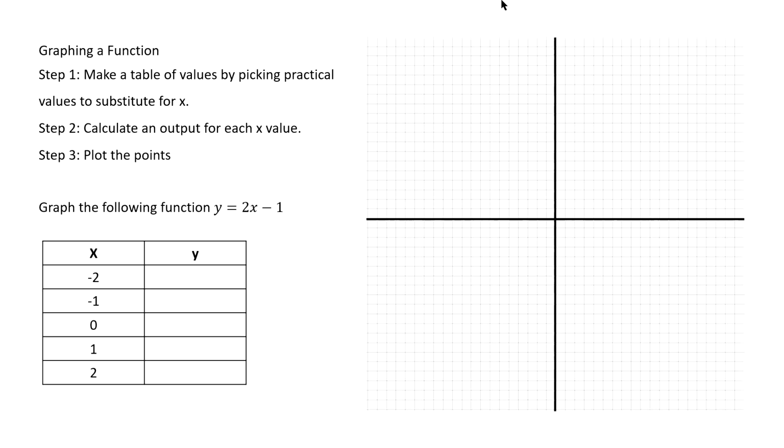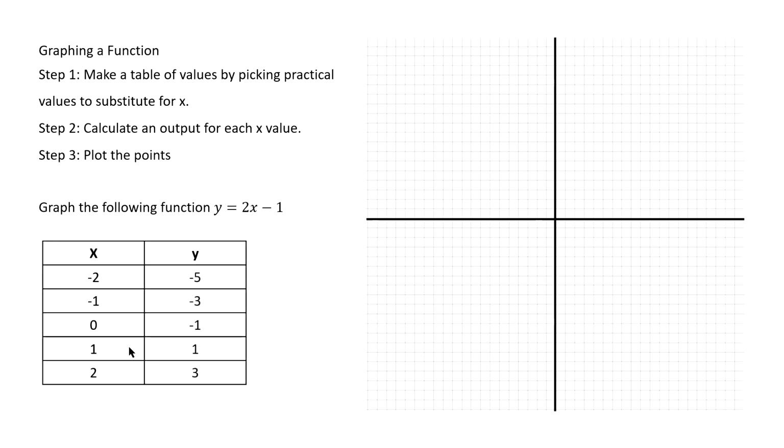So we're going to graph the following function. We have y equals 2x minus 1. Again, like I said, I've picked -2, -1, 0, 1, and 2 as my values for x that I'm plugging in. It's just easier for me. It focuses in the middle of the graph. So we're close to the middle. We should have enough space to graph what we need to graph.